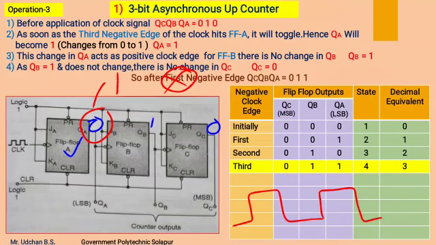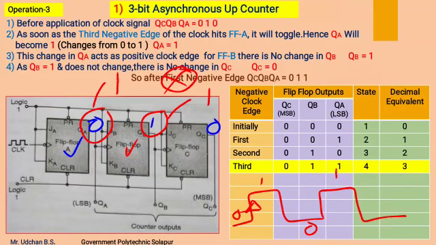Now again I will draw a clock pulse over here, 0 1 0 1. Now QA is changing from 0 to 1, which means flip-flop B receives the positive edge of the clock pulse, therefore its output will not get changed, it will remain as it is, which means QB will be 1.